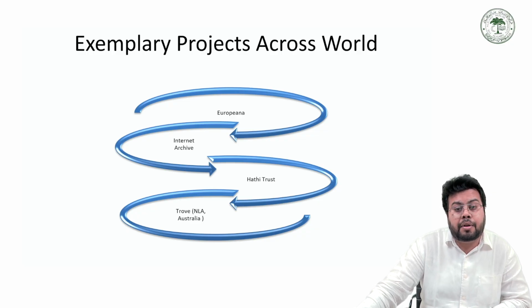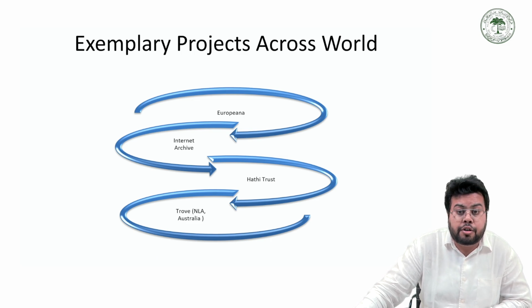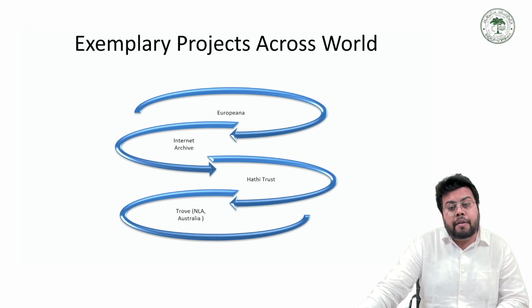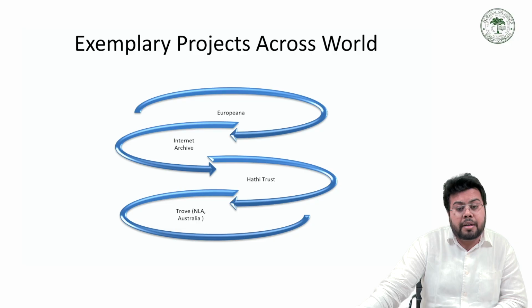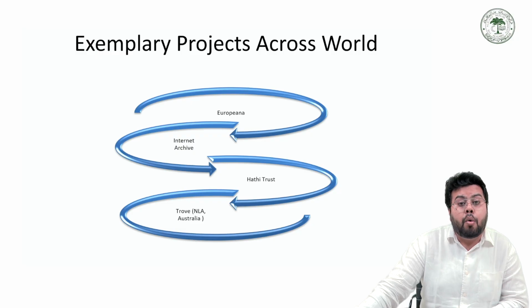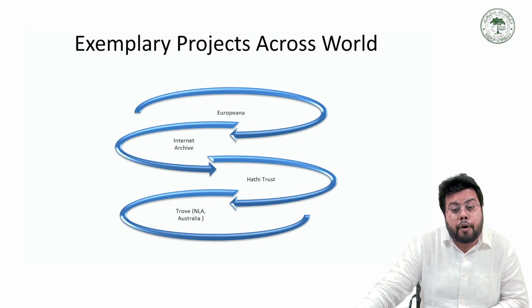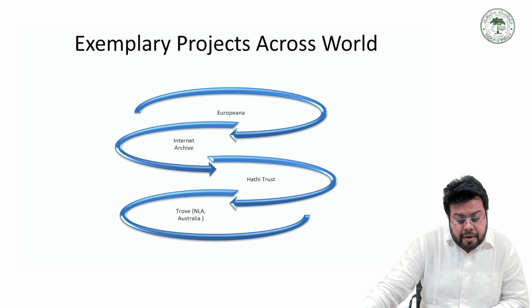Then we have HathiTrust. HathiTrust Digital Library is one of the world's largest repositories of digitized books, journals, and other scholarly material. It is a collaborative initiative of academic and research libraries dedicated to preserving and providing access to the scholarly record. And it's a partnership of 140 plus research libraries providing access to 18 plus million digitized volumes with robust rights management.